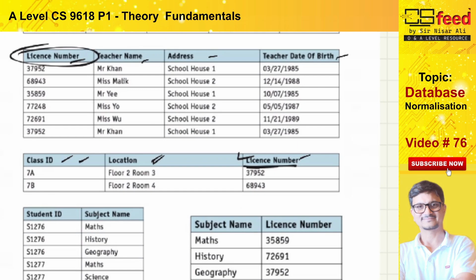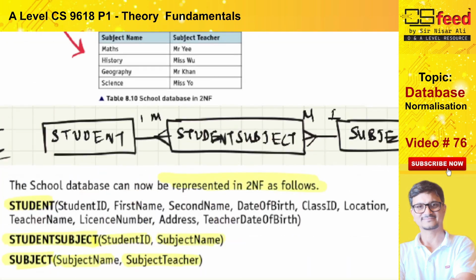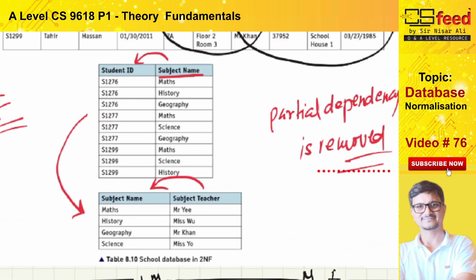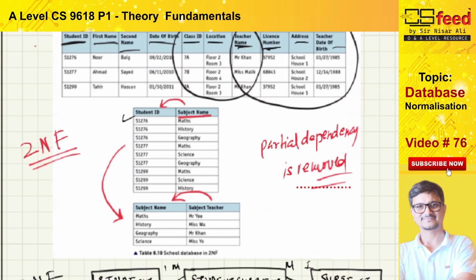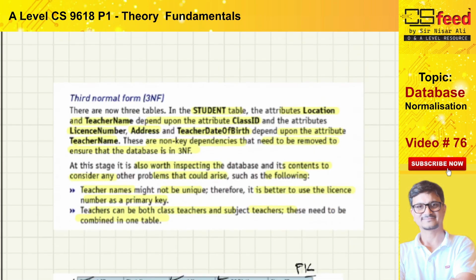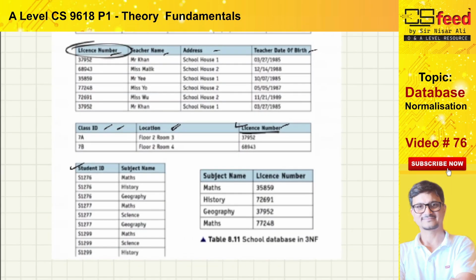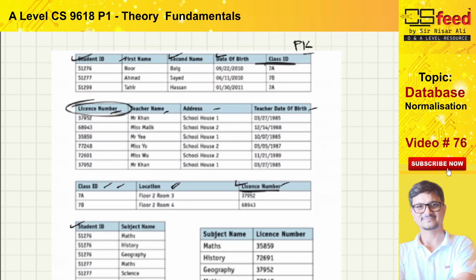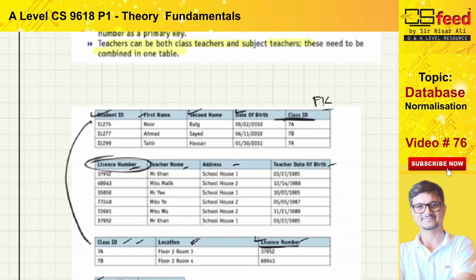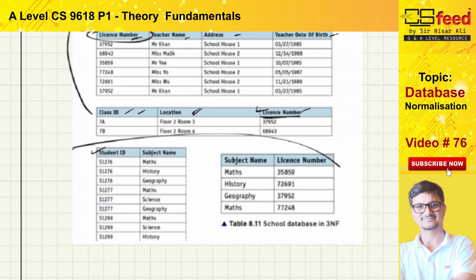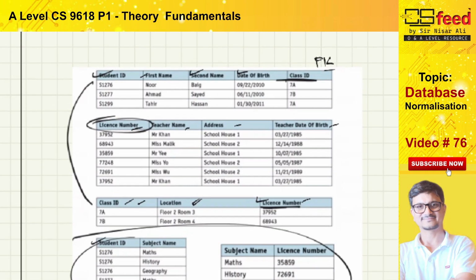And then the student ID and the subject name. They were already there, student ID, subject. So these two tables are copied as they were already. All right. So this is how you can see the first table was split into 3 tables. These 2 tables were already done in the 2NF. So this is the job of the 3NF.